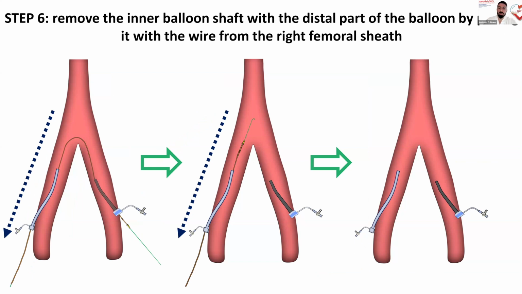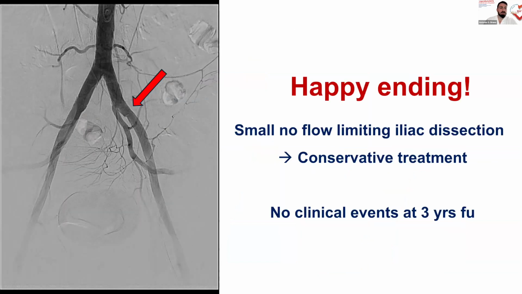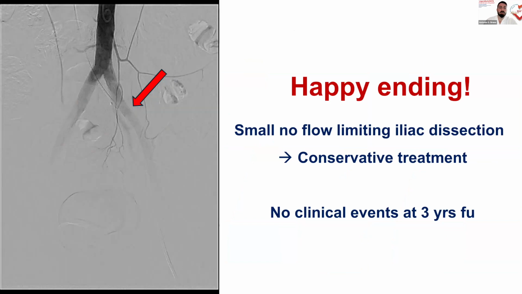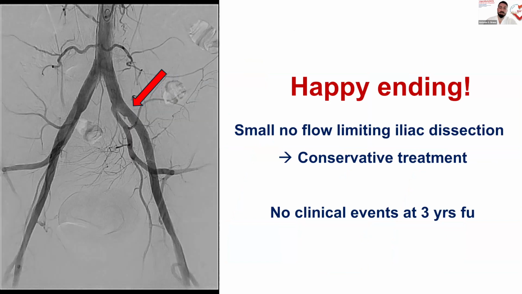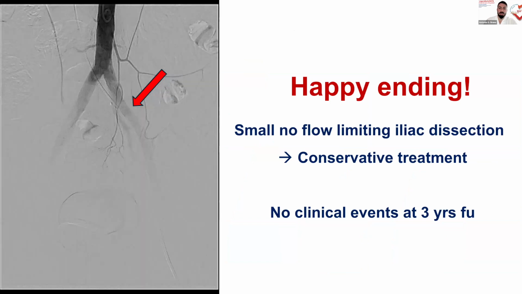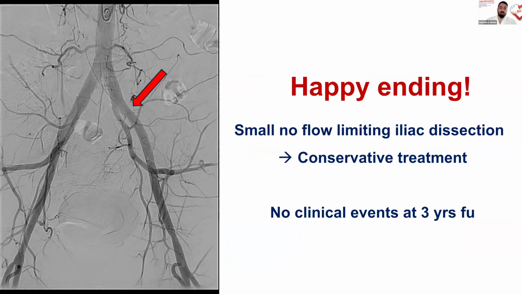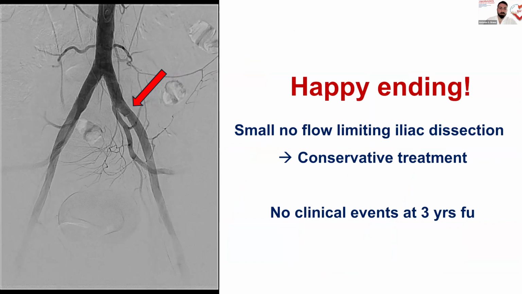We close the right femoral artery with 2 proglides and the left femoral artery with 3 proglides. This was the final result. As you can see, there was just a very small non-flow-limiting iliac dissection that required no treatment, and the patient had no clinical events at 3 years follow-up.